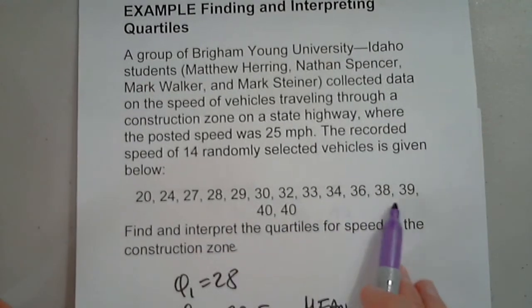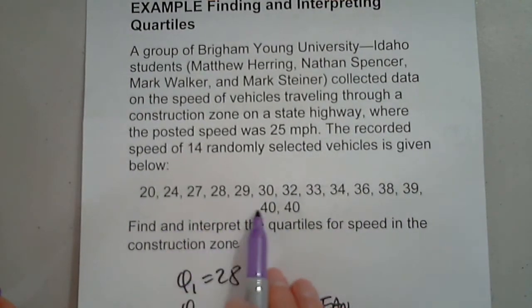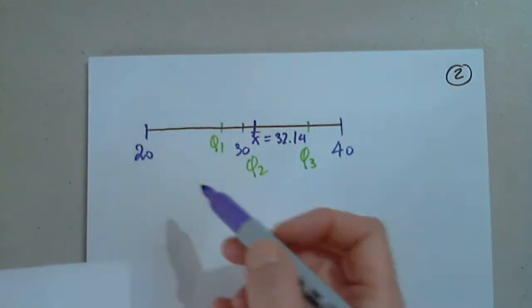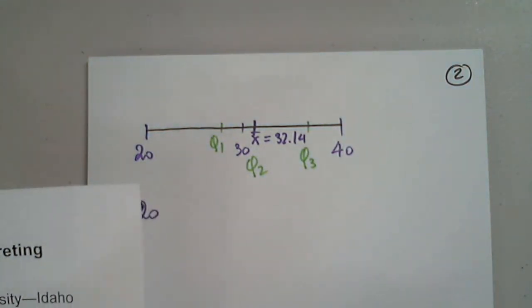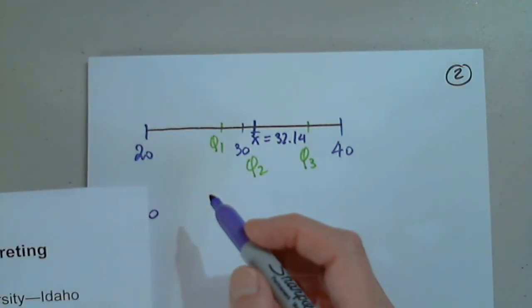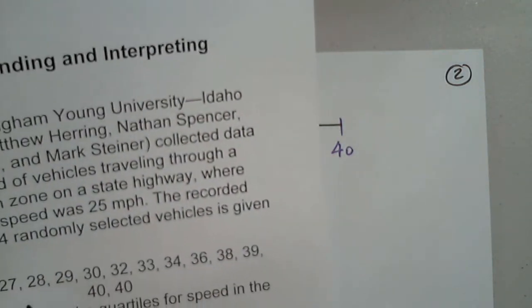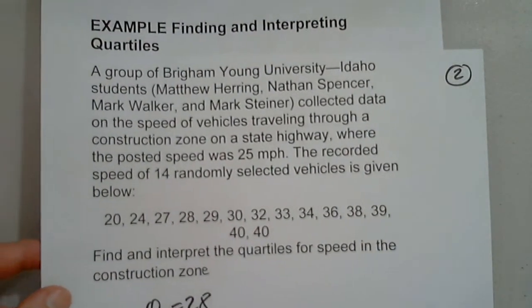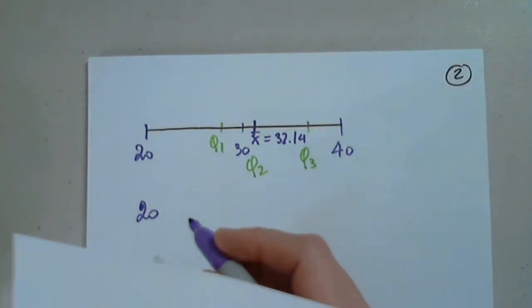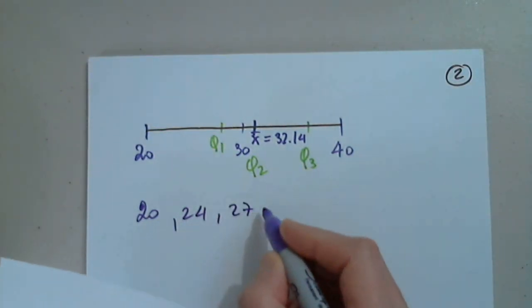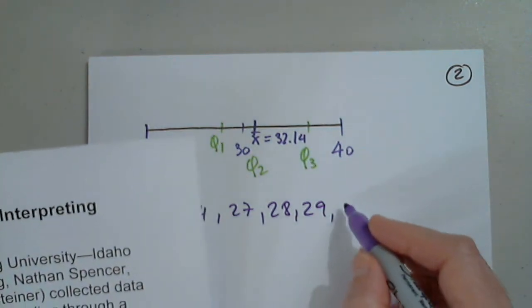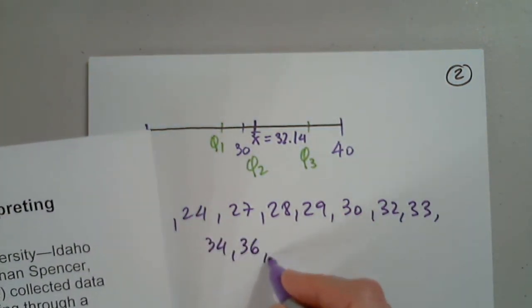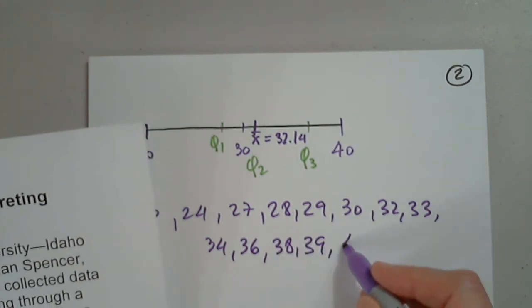first of all, I have to arrange the data set in ascending order. So I am going to do it. I already know that 20 is the minimum. I already listed them in ascending order. So that's the first step, ascending order. So I'm going to write them here: 24, 27, 28, 29, 30, 32, 33, 34, 36, 38, 39, 40, and 40.